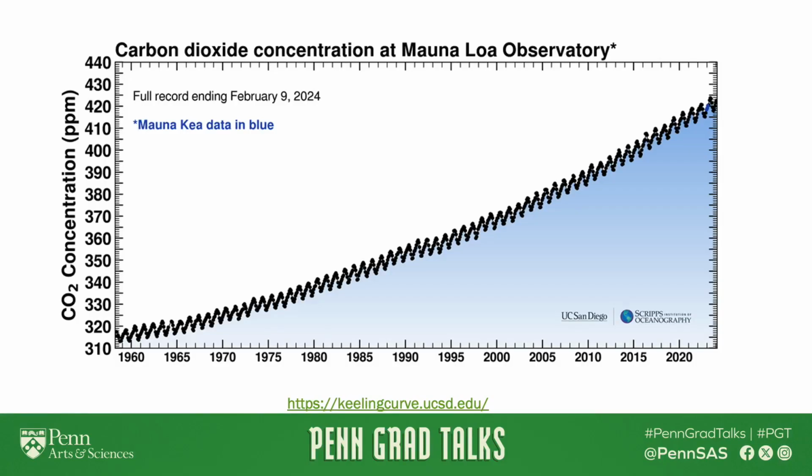First, I would like to show you some key figures. This is the famous Keeling curve. It demonstrates the carbon dioxide concentration in our atmosphere, measured since 1958 in Hawaii. This is the very first evidence to show that there's an increasing level of CO2 in our atmosphere, caused by human activities.